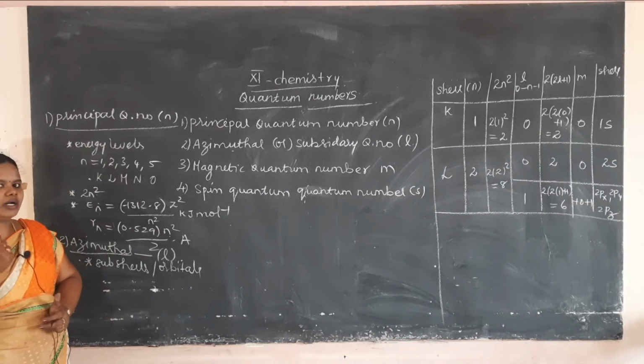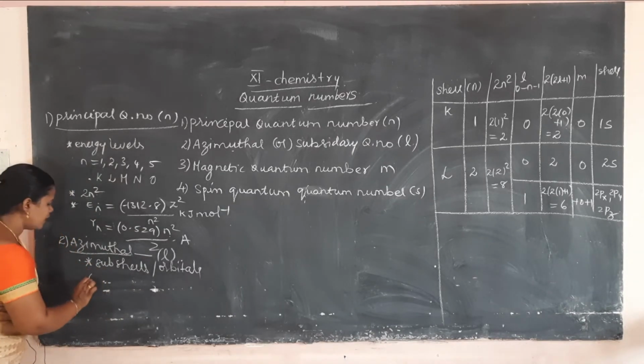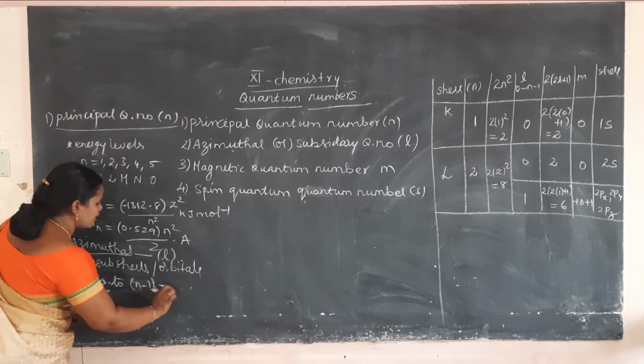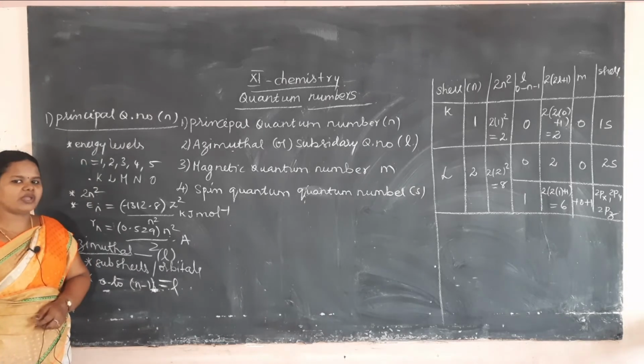So it explains about the different subshells or orbitals, and its value, that is the L value, ranges from 0 to n minus 1.